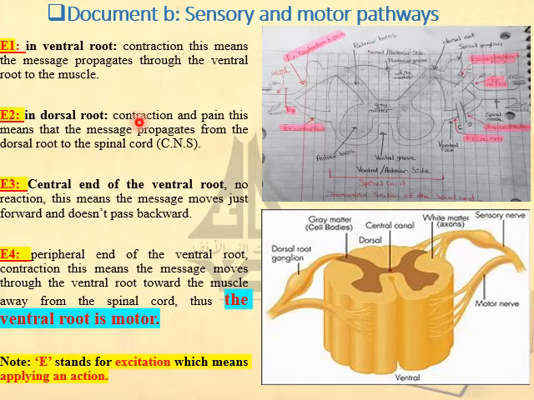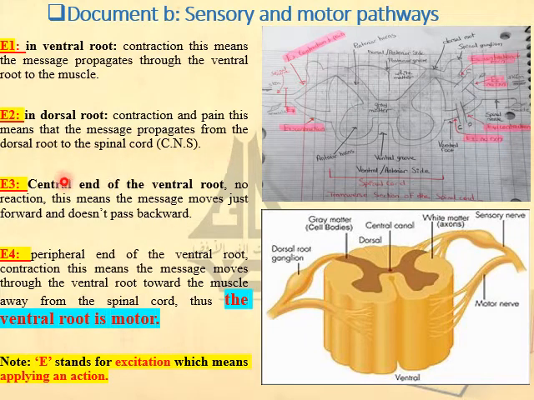Magendie performed more experiments in order to confirm these two experiments. So these two experiments make us know that the ventral root takes the message to the motor organs, and the dorsal root receives the message from the sensory organs. Now let's confirm these two explanations. E3, what happened in E3? Let's come to E3. Here was E3.